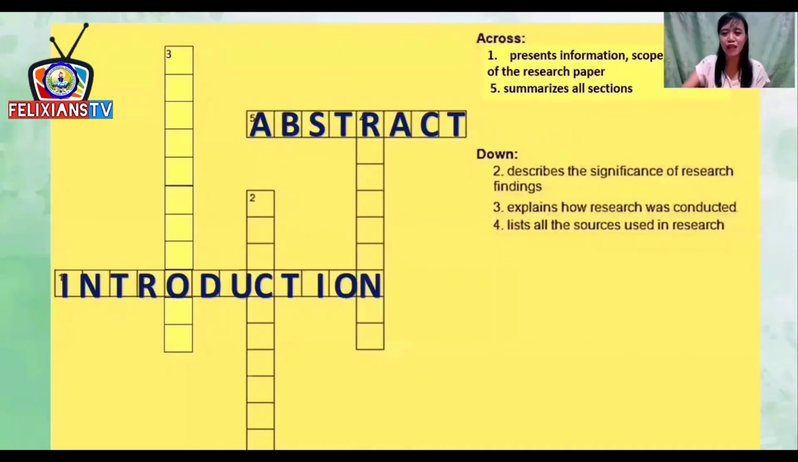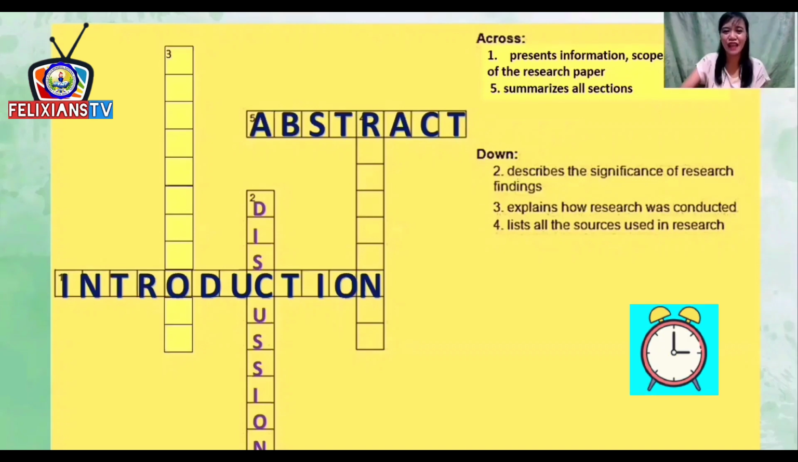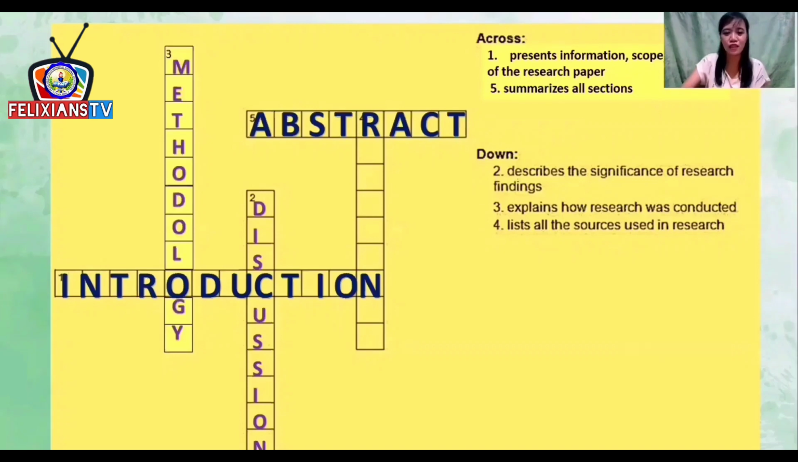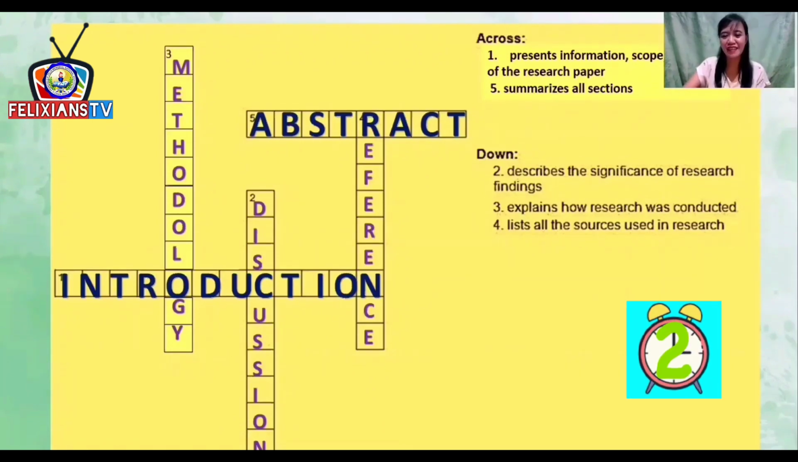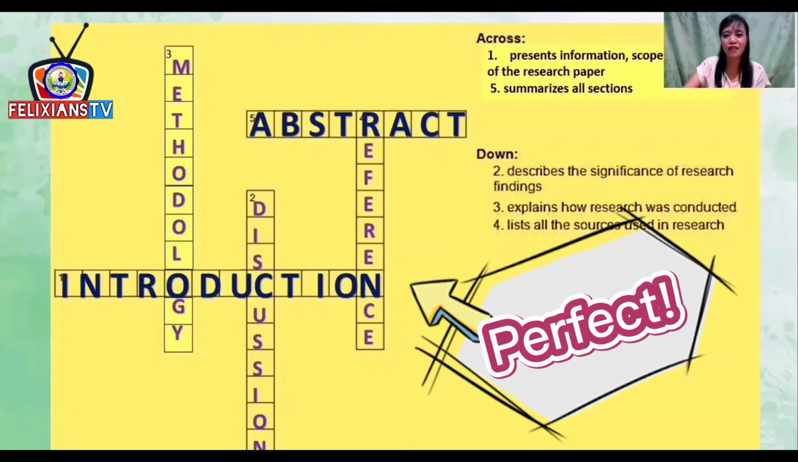Now, let's solve the puzzle downward. It describes the significance of the research findings. The right answer is discussion. Wow, you really surprised me. Next, it explains how research was conducted. The correct answer is methodology. Good job. And last, list all the sources in research. The correct answer is reference. Perfect. You are really great.